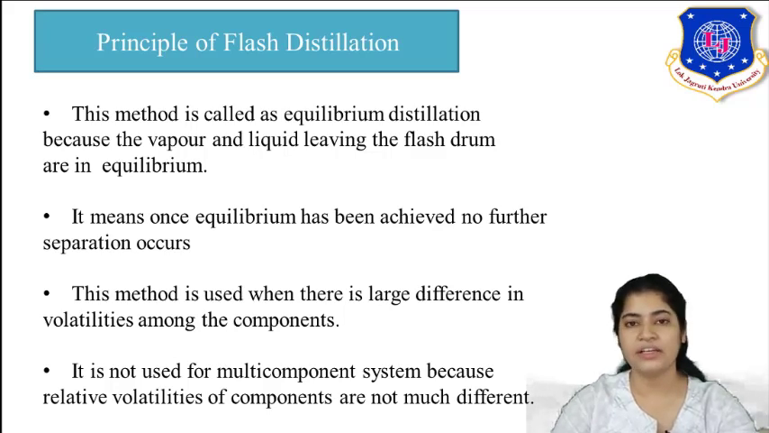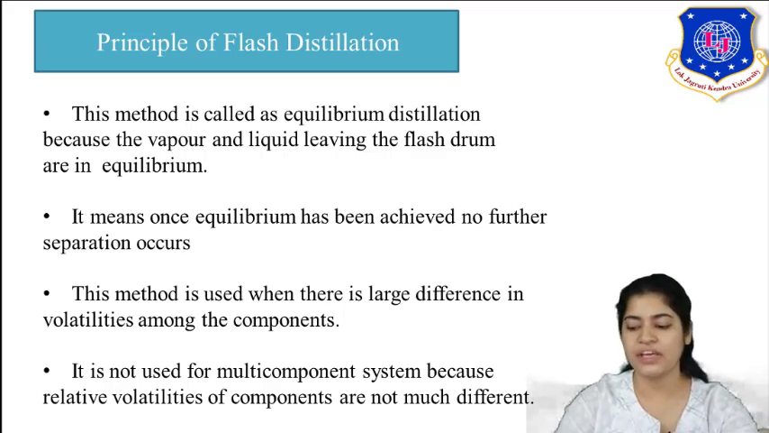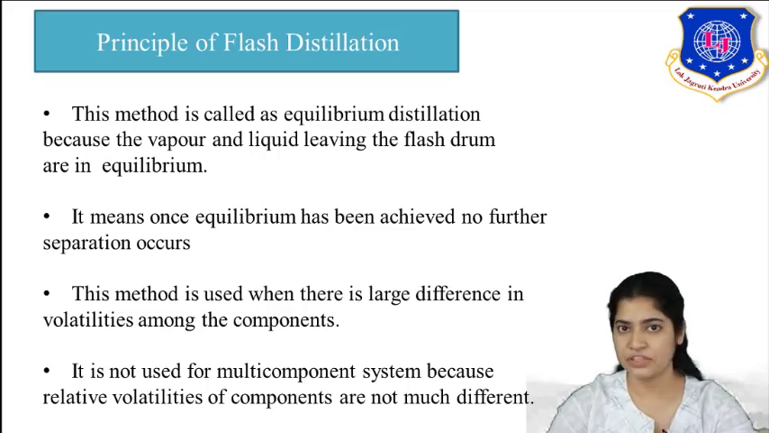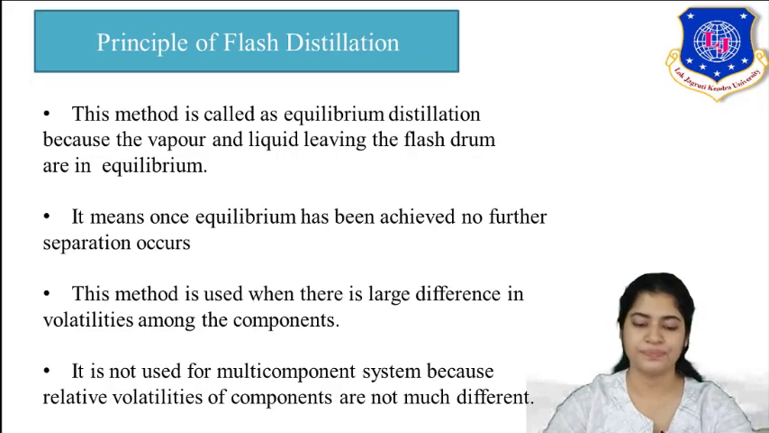So if I've taken my feed solution of A and B, then the difference between volatility of both A and B must be very large. Then and only then you can use this method, right? If boiling point of A is suppose 50 degrees Celsius and boiling point of B is suppose 80 degrees Celsius, so you can see the difference in boiling points. Okay, what does it show? It shows that the difference between the volatility is large.